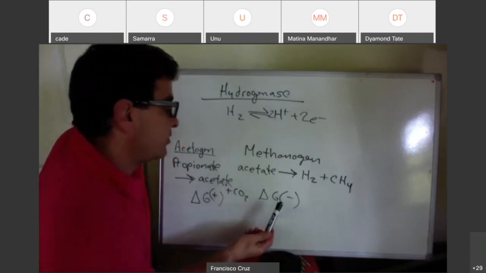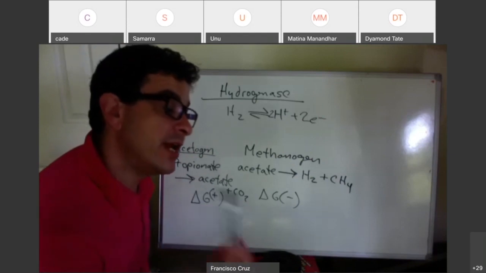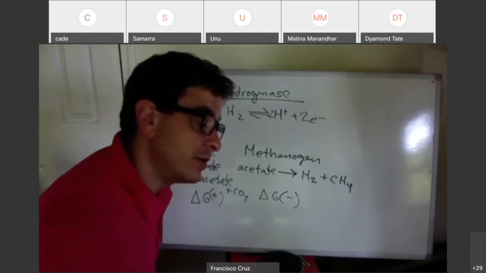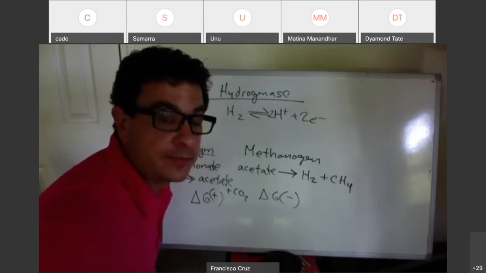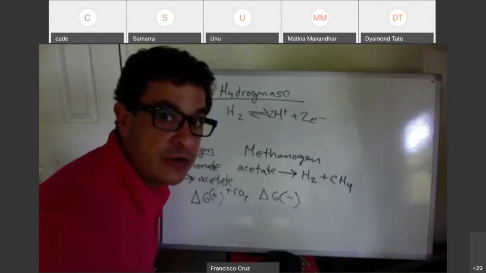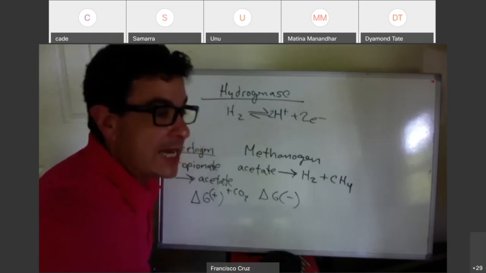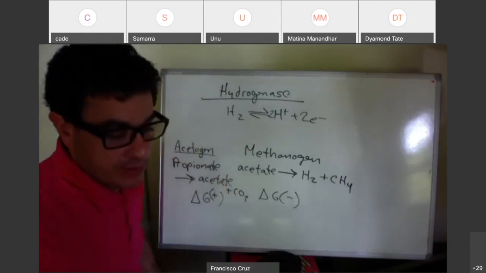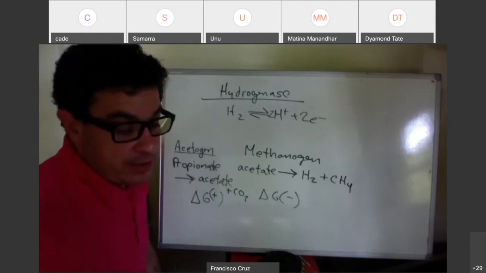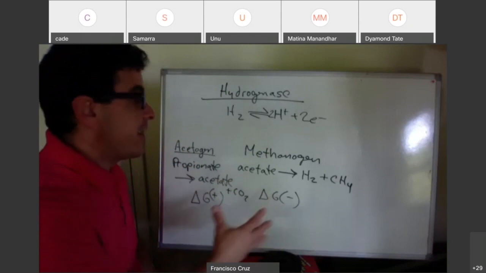If you combine the delta G's here and here, and if you get a net delta G that's negative, then these microbes will work together. And the center of all this is hydrogenase. Hydrogenase is what makes it all work. I can give you a million examples of how hydrogen is a big player in a lot of metabolisms.